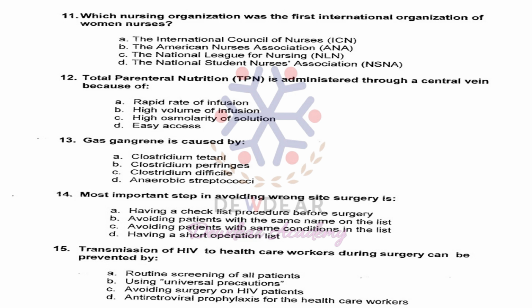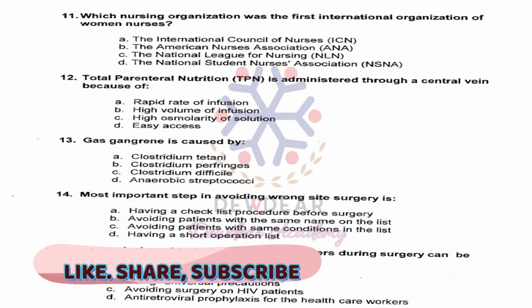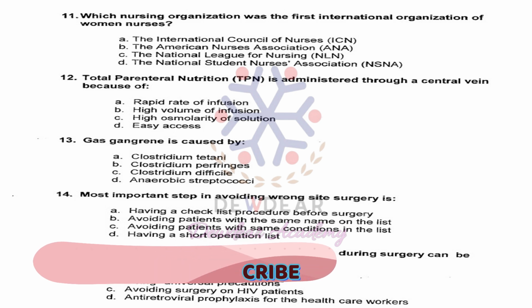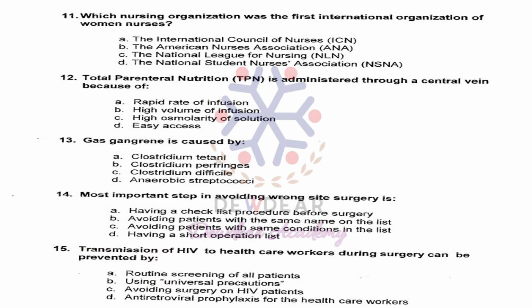So the first question is, which nursing organization was the first international organization of women nurses? Options are International Council of Nurses, ICN, then American Nurses Association, ANA, the National League for Nursing, NLN, the National Student Nurses Association, that is NSNA. So which nursing organization was the first international organization of women nurses?